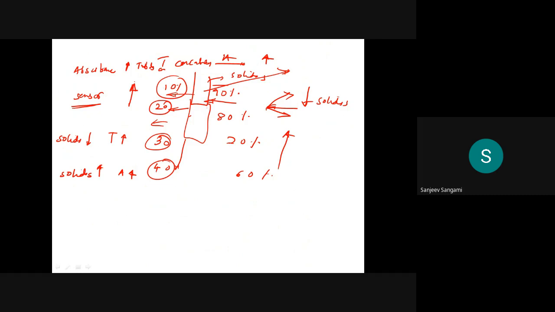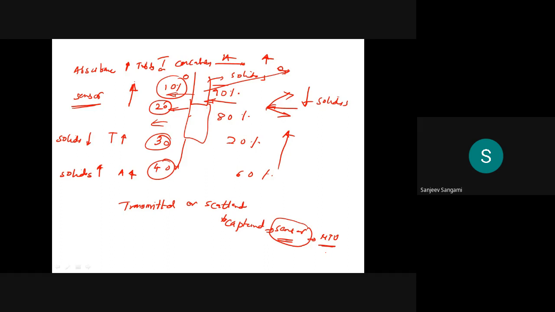The sensor will be on this side as well as this side. Transmitted or scattered light will be captured by the sensor. Once it is captured by the sensor, it will automatically display the value in terms of NTU.